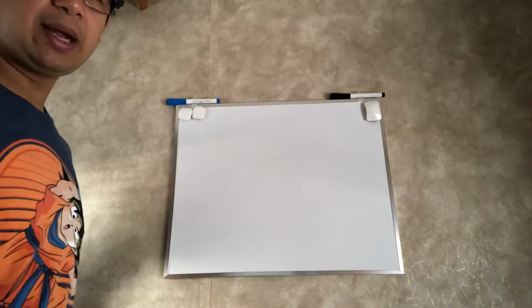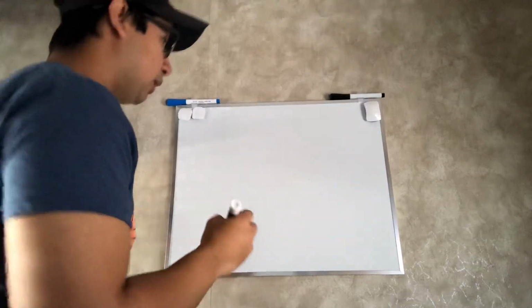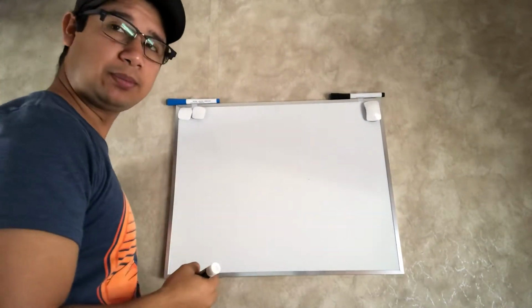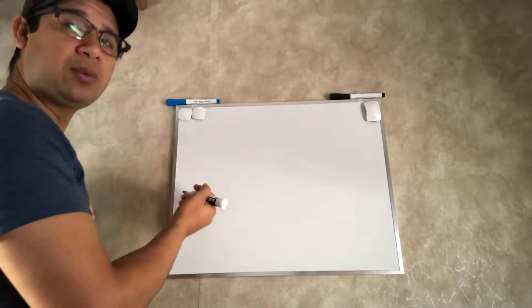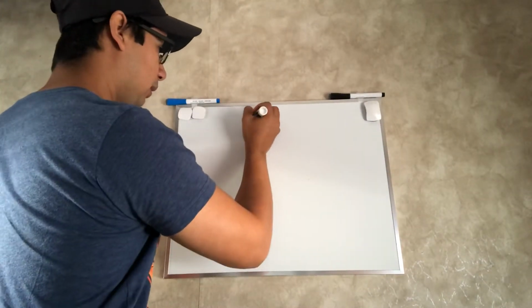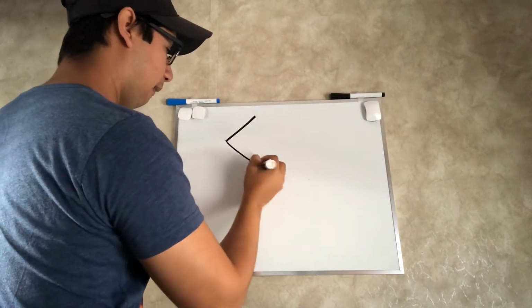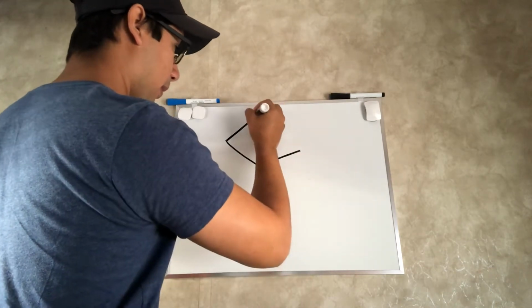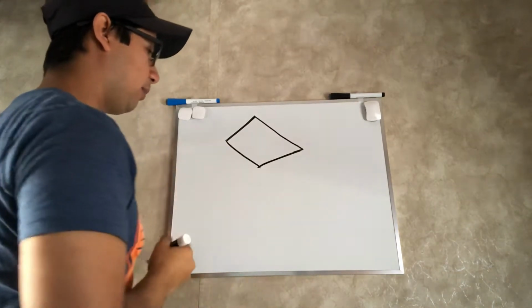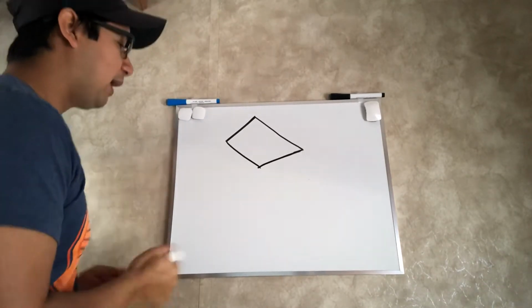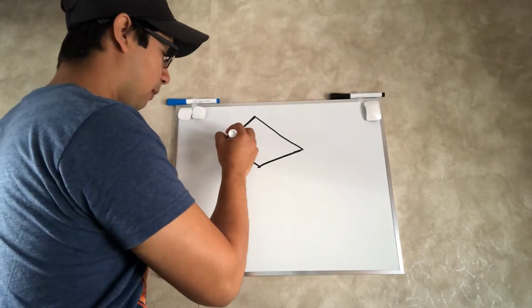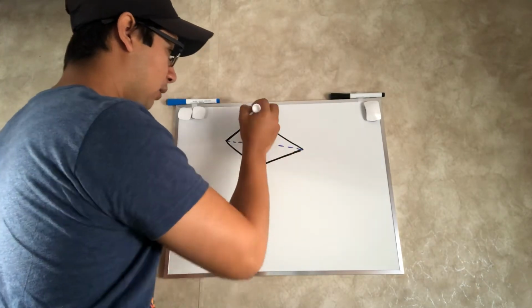Now let's do this second shape, which I believe is a kite. But kites or rhombi, they have the same formula, so it doesn't really matter. Let's see. Oh, look at that beautiful kite right there. Okay, now remember, kites and rhombi do have diagonals, so I'm going to go ahead and draw those out. These are your diagonals here.